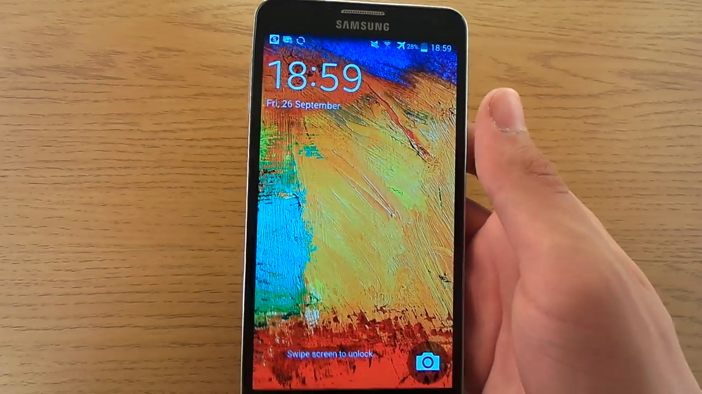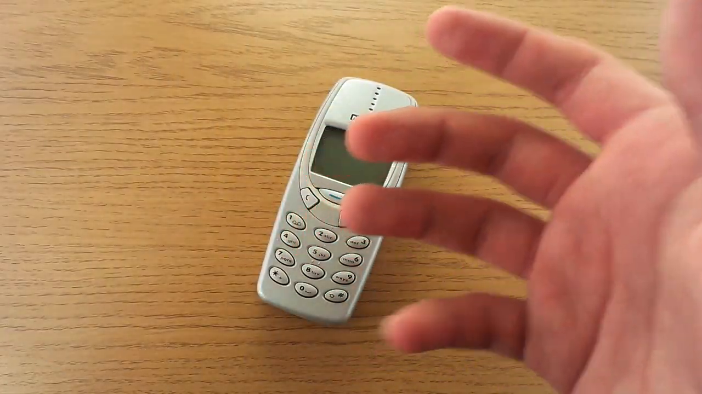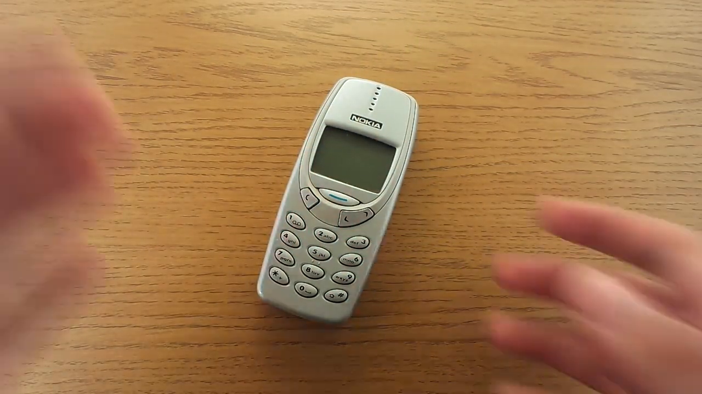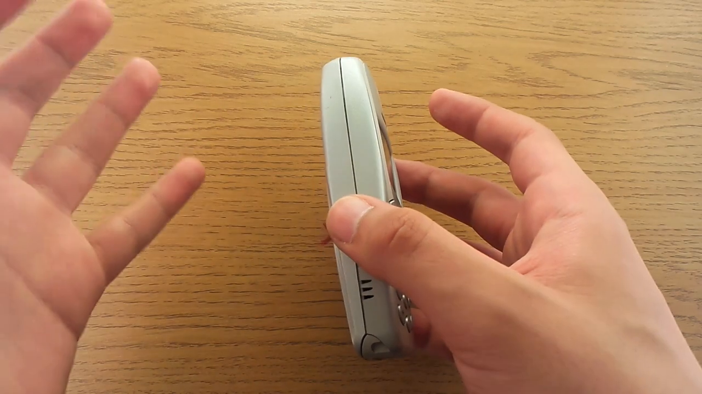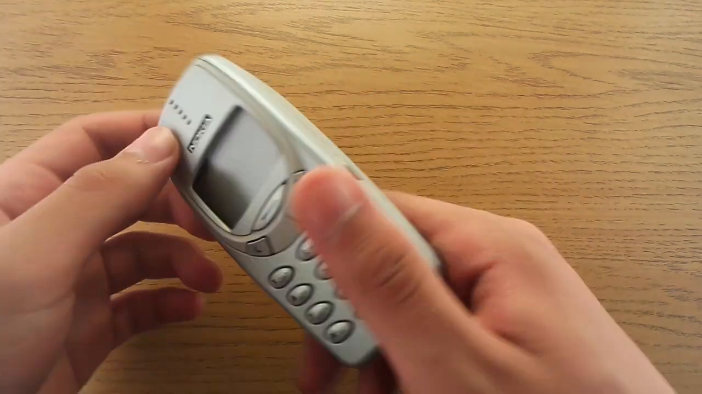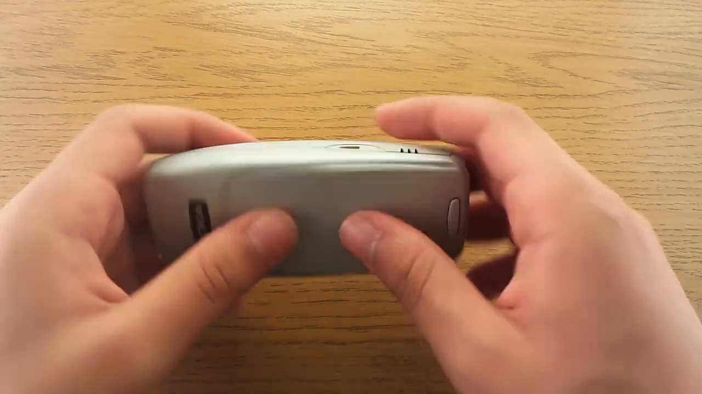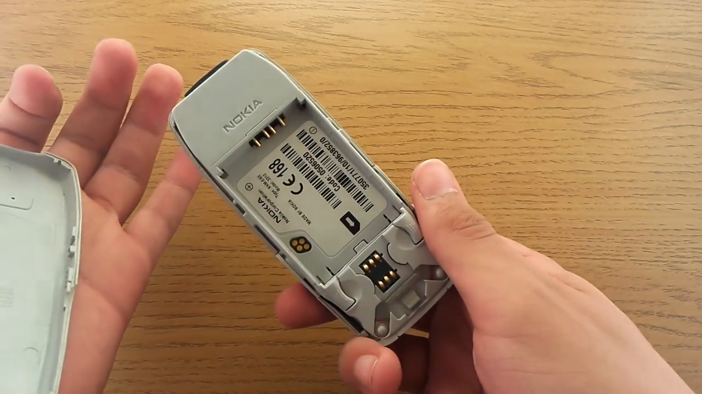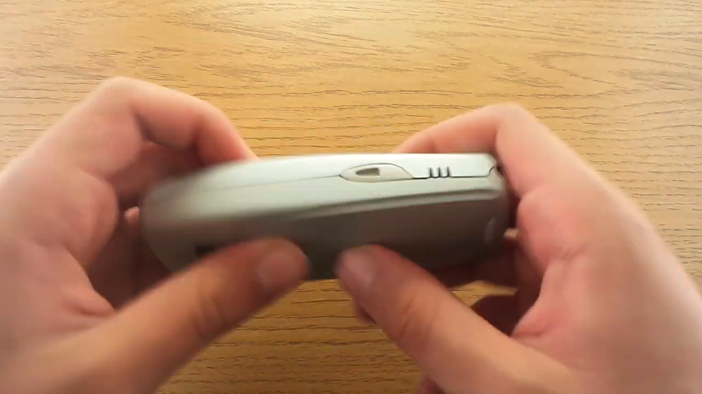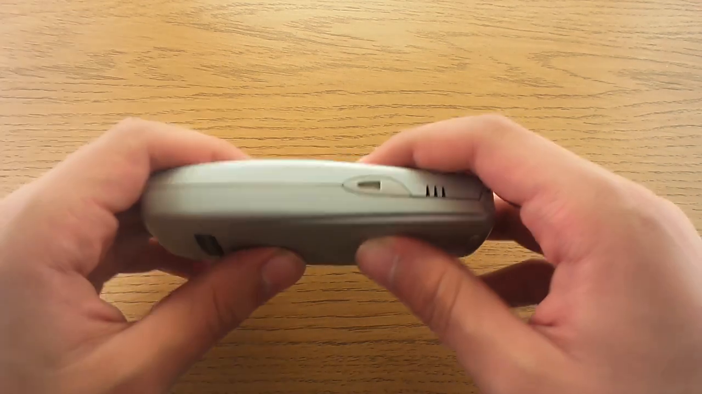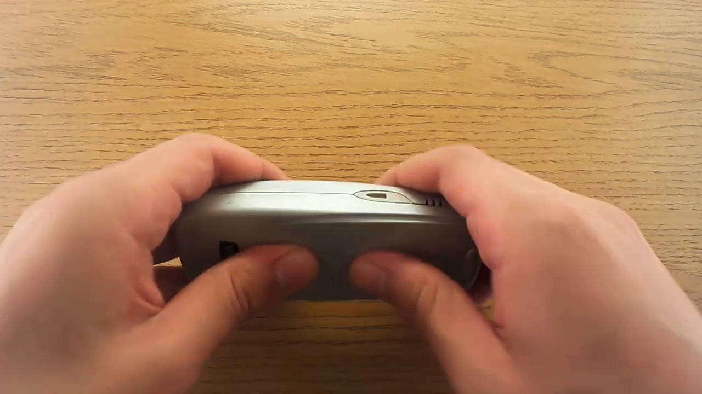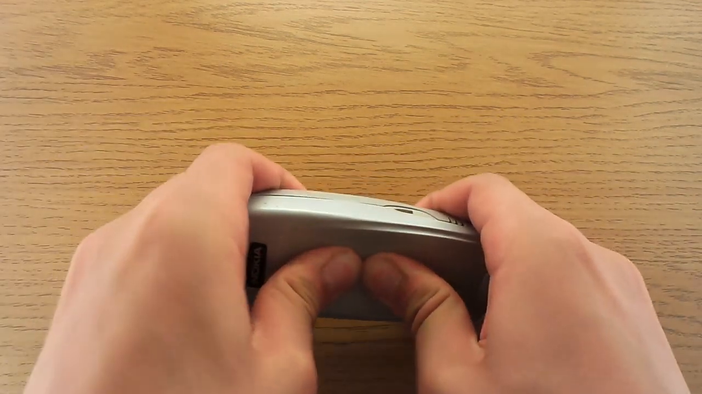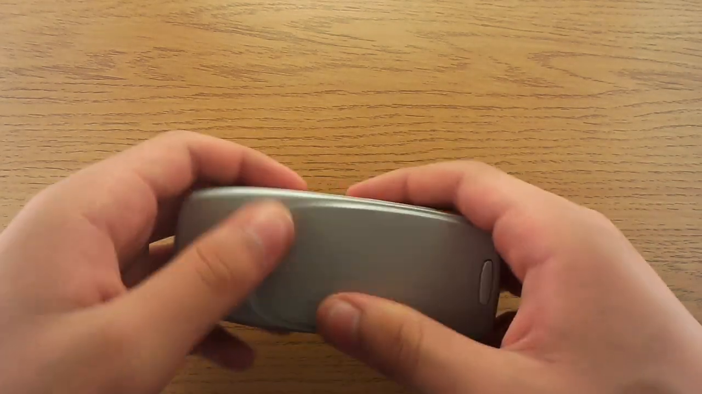I won't try. But let's see if the Nokia 3310, this 14 years old, almost 15 years old phone, can survive the same bend test. There's absolutely no batteries in it, so it should be weaker than usual. And let's try. If I put a lot of force into this guy here. Oh my god, that was tough.